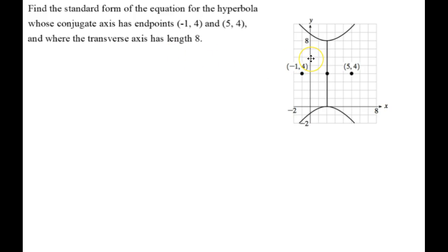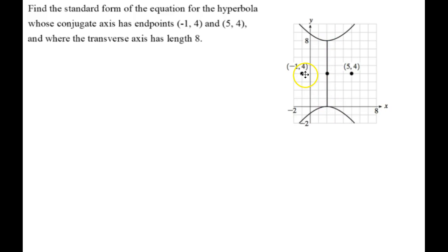So off to the right, now we have a sketch that shows the information we have. We have our conjugate axis endpoints, and we know the length of our transverse axis is 8. The conjugate axis is always going to be perpendicular to the transverse axis. Remember, the transverse axis is going to connect our two vertices of the hyperbola.